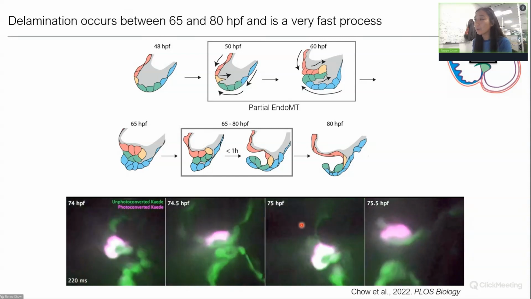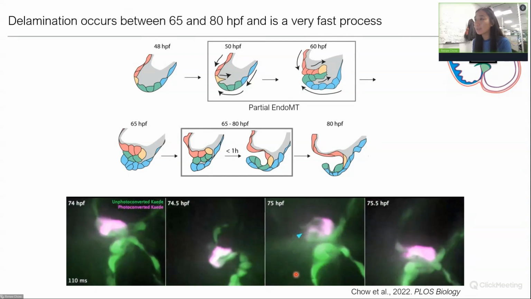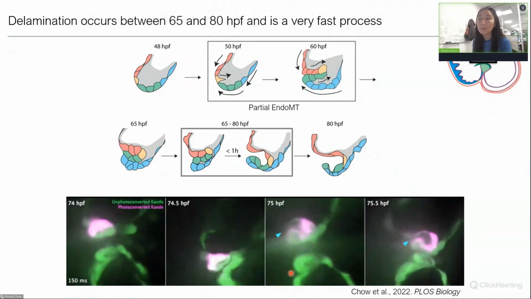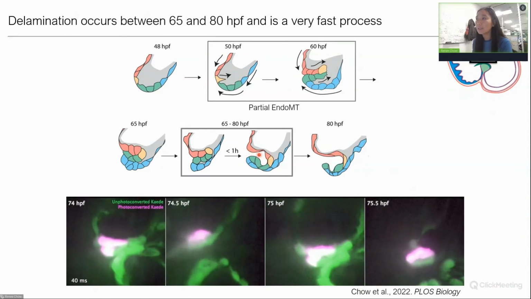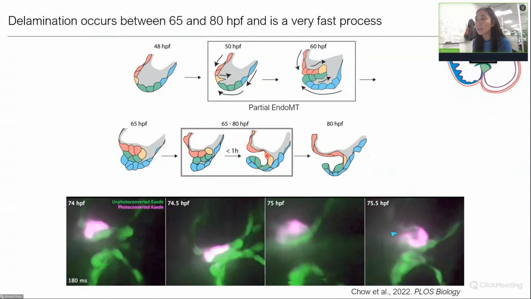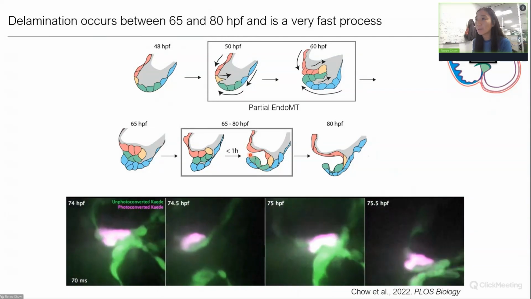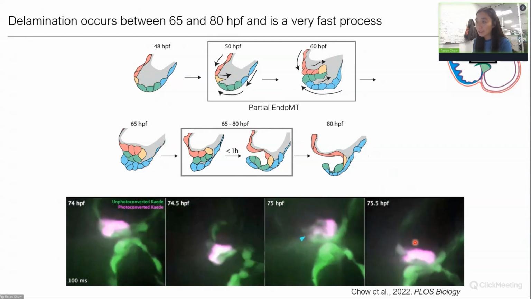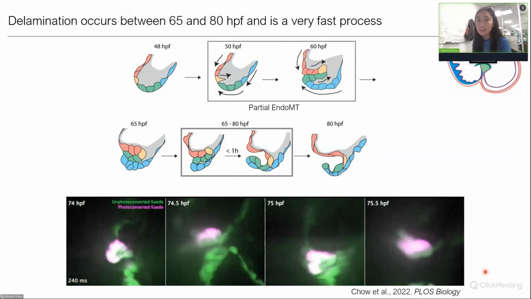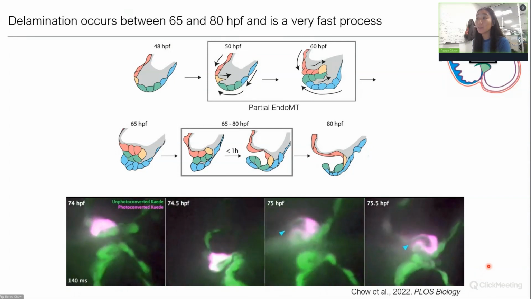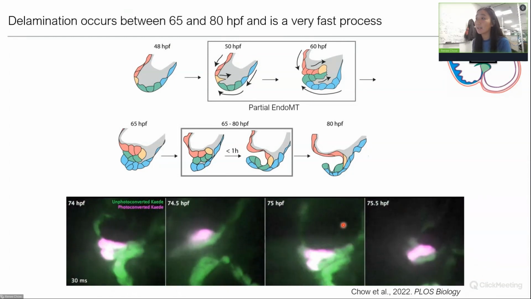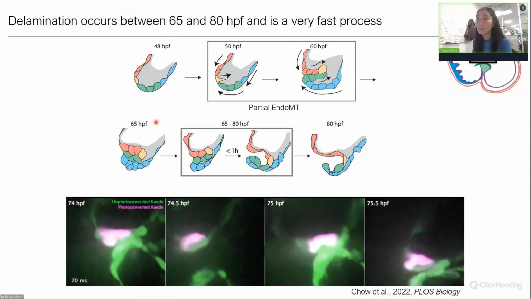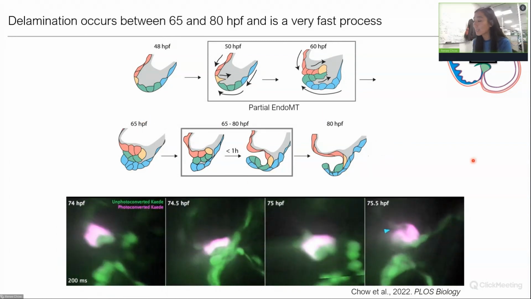And from this time point onwards, you start to see a gap labeled by the blue arrow every time the heart beats. So this layer of cells is separated from this layer of cells, and you have a gap between these 2 layers. And here, the gap is just a little bit bigger. And so what this suggests to us is that this process is very, very fast. It occurs within an hour, even though this event can happen anytime between 65 and 80 hours post-fertilization.